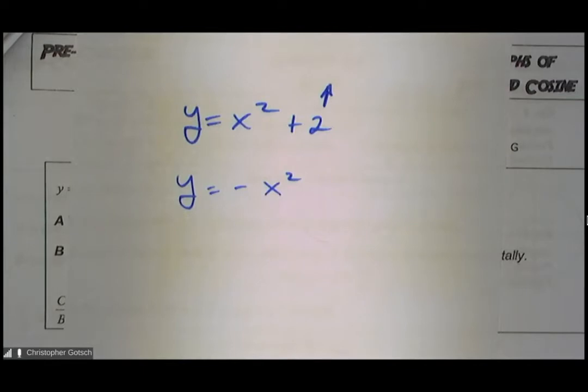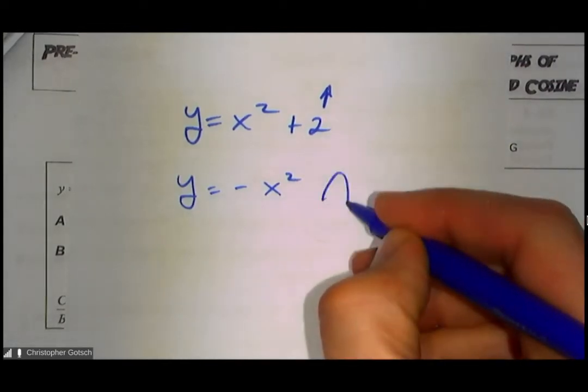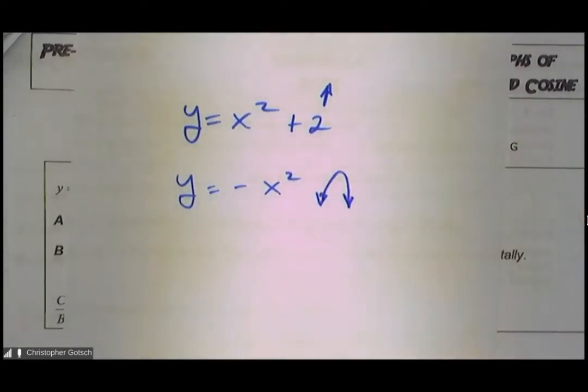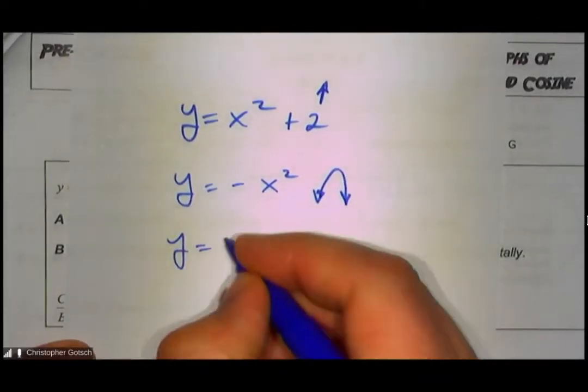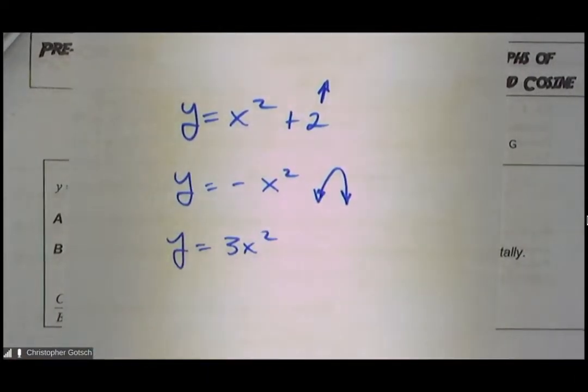What happened when you had a negative x squared? Yeah, it's a frowny face, right? The thing went upside down. Same thing happens with sine and cosine waves. If you have a negative in front of sine or cosine, you're going to see the whole graph get flipped upside down. Okay. And if we had like 3x squared, you guys know what happens with 3x squared?